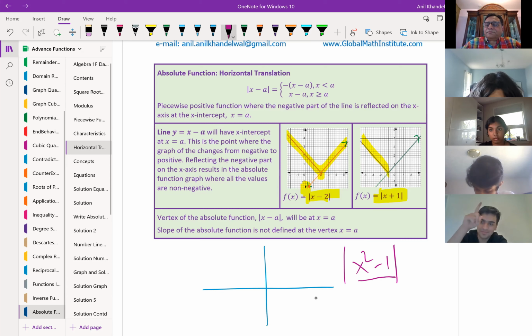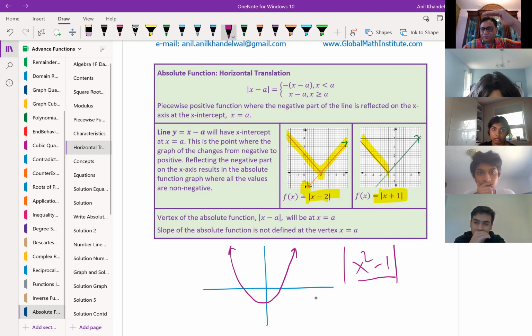It would be the parabola, right? Would you move it 1 to the right? X square minus 1 is 1 down, right? X square minus 1 graph. So first I will sketch the graph of x square minus 1. That is, it will be a parabola which moves 1 unit down, right?